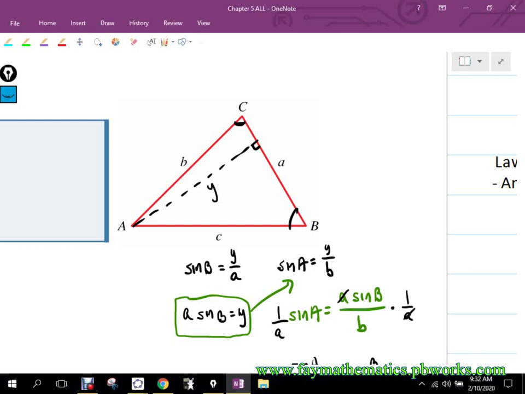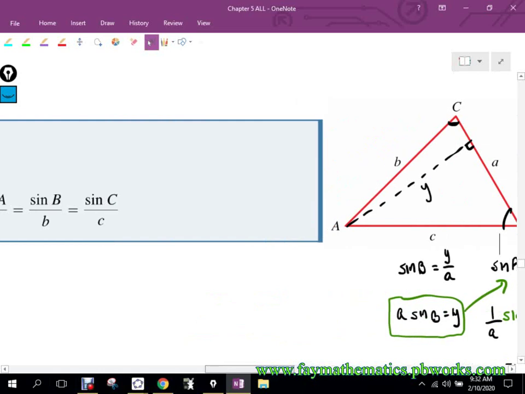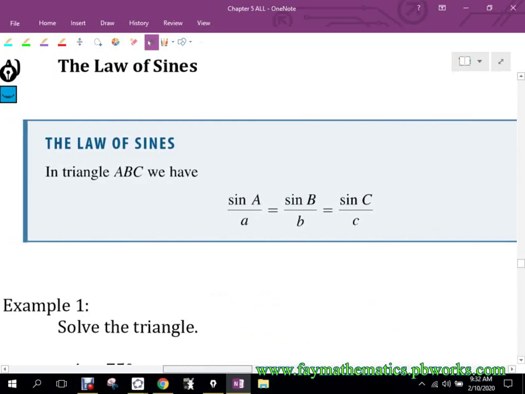I'll figure out that sine of B over b is equal to sine of C over c. Well, sine of A over a was sine of B over b, but sine of B over b was equal to sine of C over c. The transitive property tells me they all link together. Sine of A over a equals sine of B over b equals sine of C over c. And that is the law of sines.